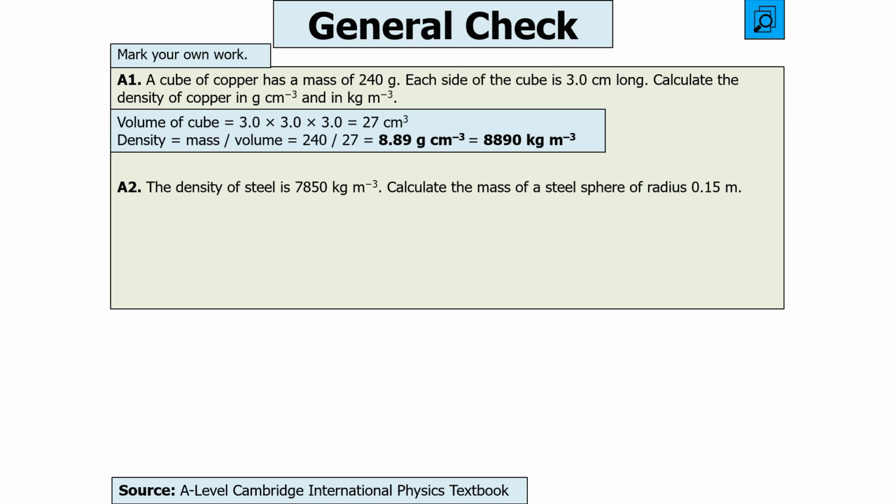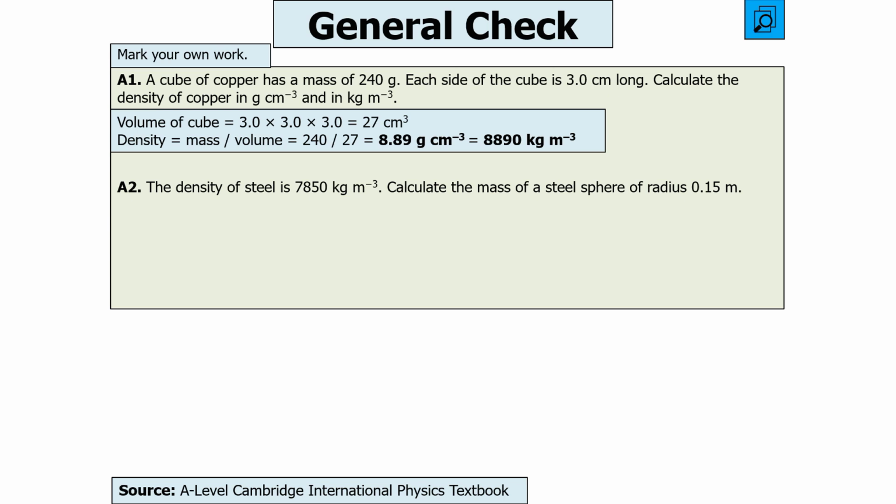You would then divide that by 1,000 to get that into kilograms, but then also you'd multiply by 10 to the 6, because you go from 10 to the minus 2 back to 10 to the 0, but you've got to do it 3 times, so therefore it's 10 to the 6. Okay, and it's because it's per meters cubed, so therefore it's 8,890.